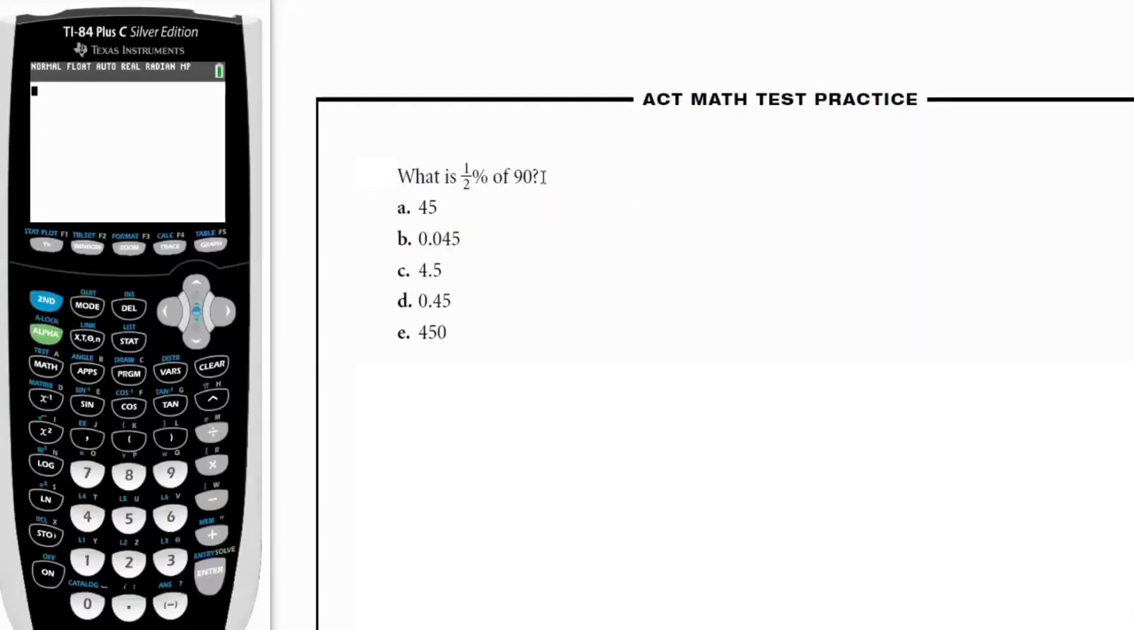In this video, we're going to learn how to solve this ACT math question easily and fast using the TI-84 Plus scientific calculator. Now guys, this question does not require resetting a calculator or storing a number. So the question says, what is half percent of 90? Now, all you need to do is to know how to represent this on a calculator to get the correct output. So let's do it guys.